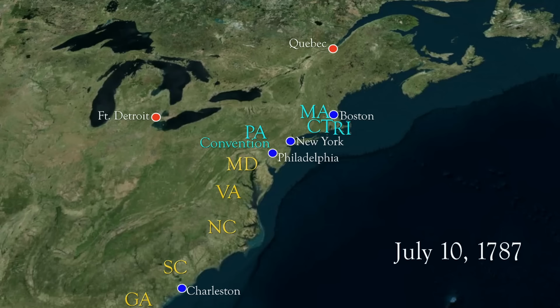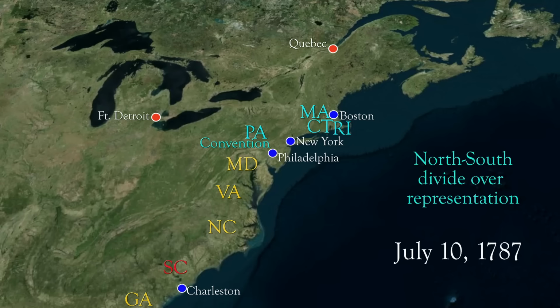By July 10th, the representation debate enters a new phase. Before it had been between large states and small states. Now, the divide is between North and South over slave representation. In an eerie presage of the future, it is the delegates from South Carolina that demand slave tabulation and representation.